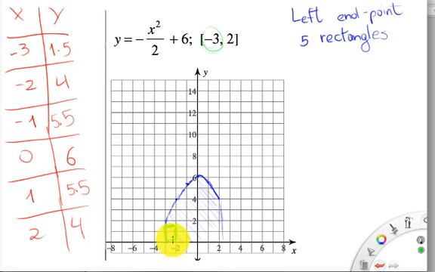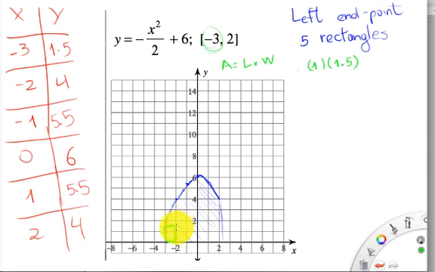We know that the width is 1. So remember that the area of a rectangle is length or height times width. So in this case we have a width of 1 times a height of 1.5 because at -3 the height was 1.5. Or the height, or the y value.